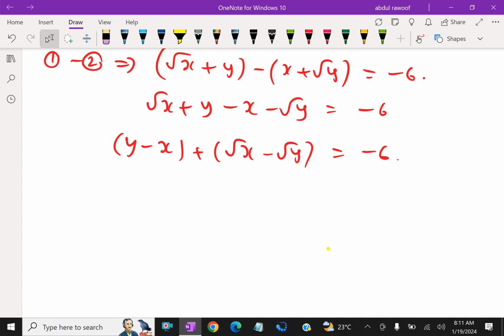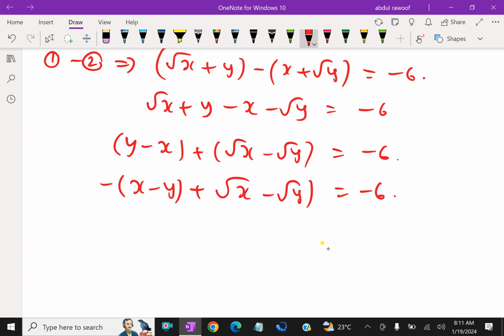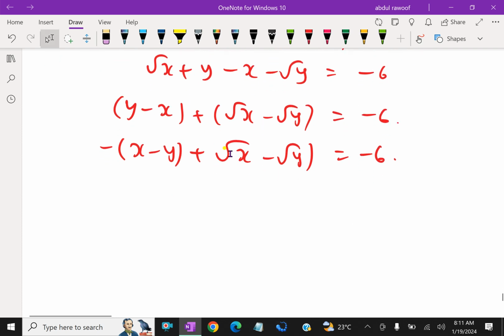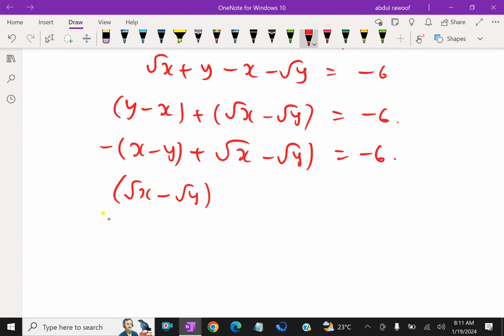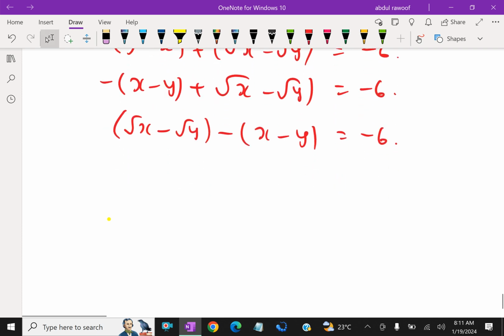Now look here. I use minus for this first factor, then interchange: x minus y plus root x minus root y equals minus 6. Now I write the positive things first and the negative ones after: root x minus root y minus x minus y equals minus 6. Look further: root x minus root y.